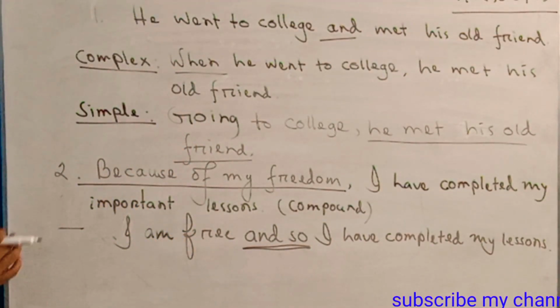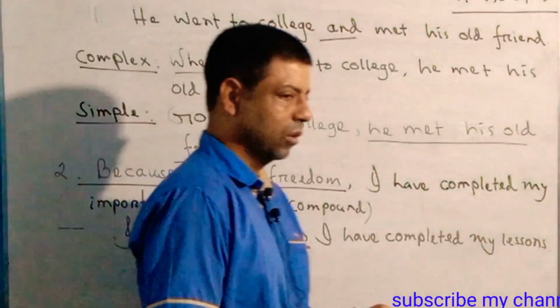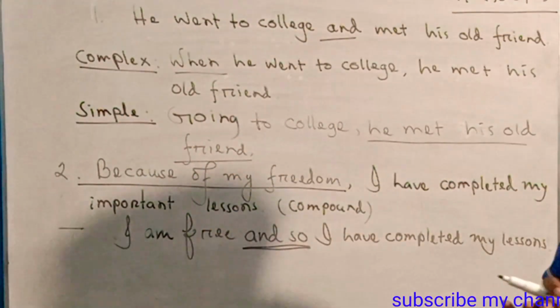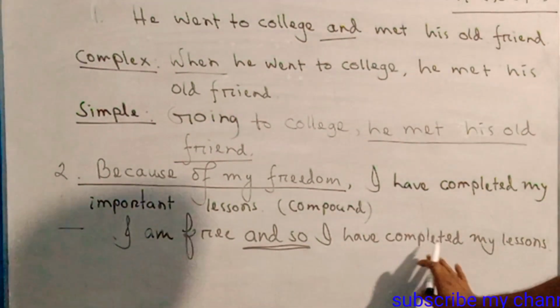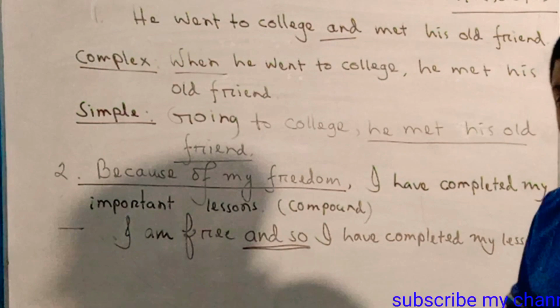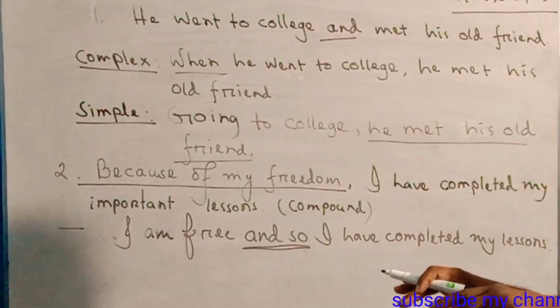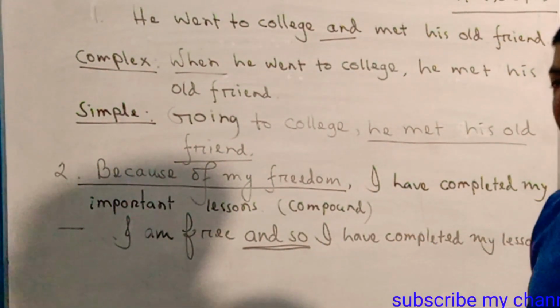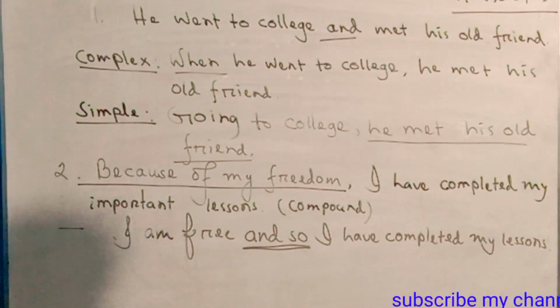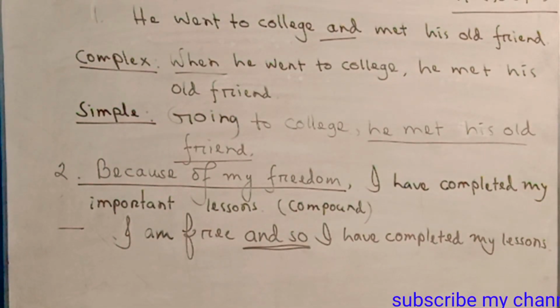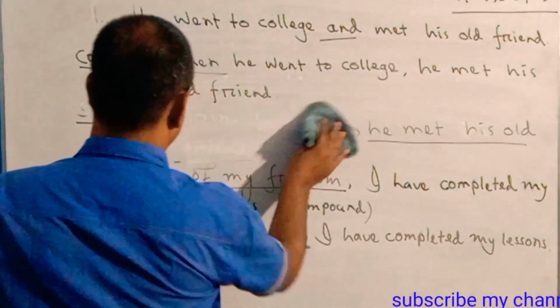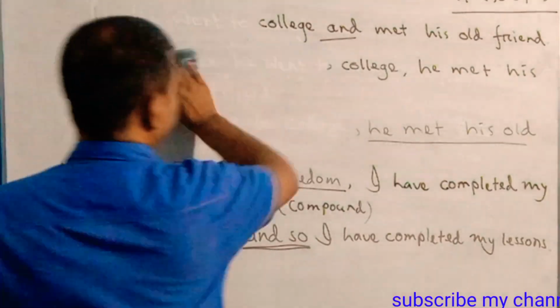In a compound sentence, you have got two or more clauses. The clauses are independent clauses. I am free, it is principal or independent. I have completed my lessons, it is also an independent clause. So a coordinate conjunction connects two or more independent clauses. Now come to another sentence, question number 3.